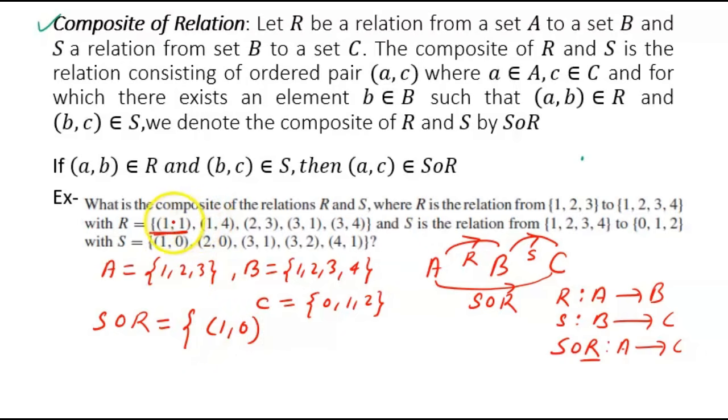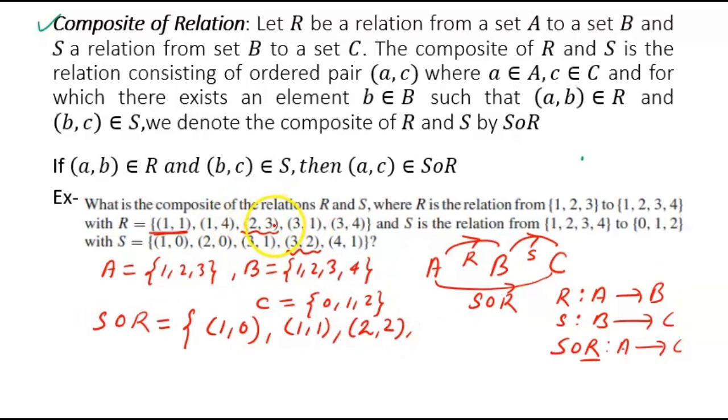Now, 1 is going to 1 and there is no other element starting from 1 here. So I will move to the next element. In the next, 1 is going to 4, because R is taking 1 to 4 and S is taking 4 to 1. So 1 will ultimately go to 1. Now there is no other element starting at 4 here. So I go to the next element, that is (2,3). Here 2 is going to 3 by the relation R, but 3 is going to 2 here. So ultimately 2 is going to 2.